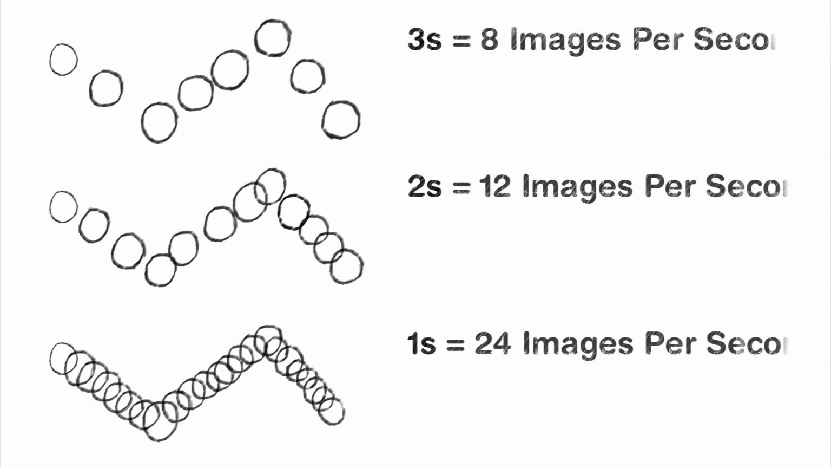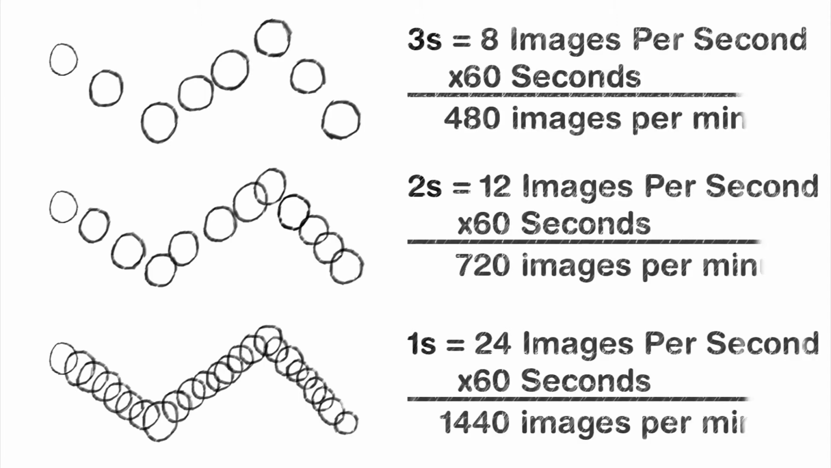Animations in 3s will look more choppy in comparison to animations in 1s, but it would take less time to make. Animation in 1s is good for fast-paced actions, while everything else should be done in 2s and 3s.